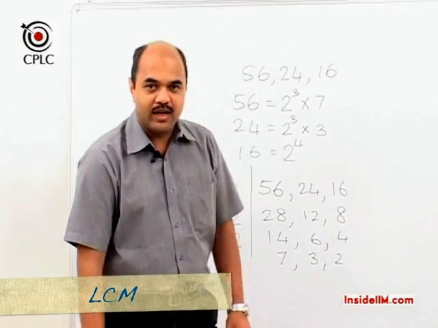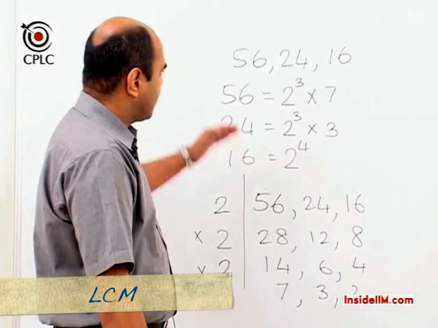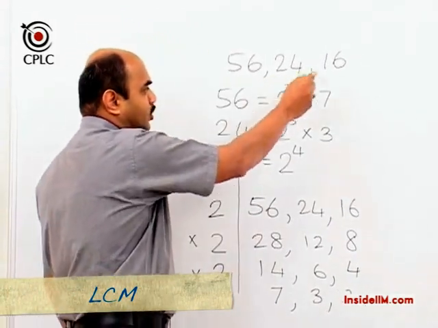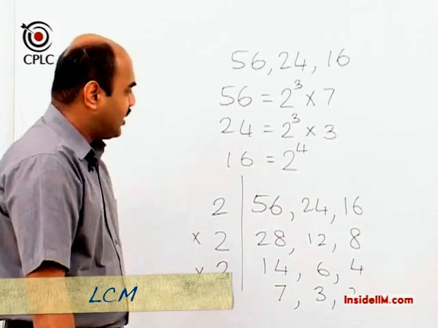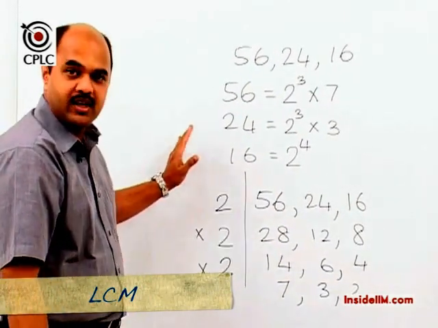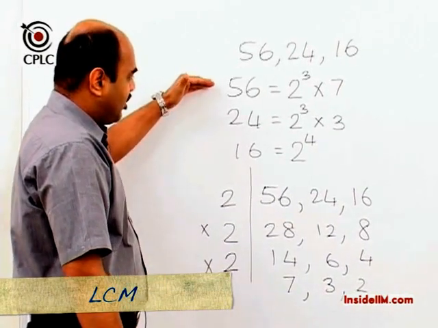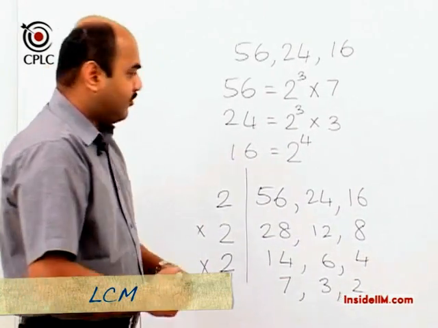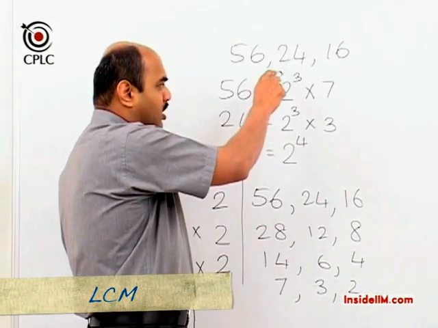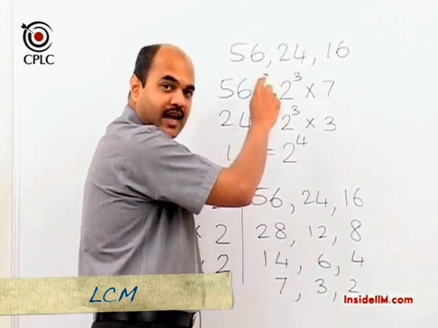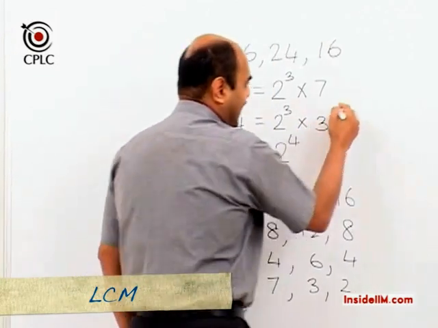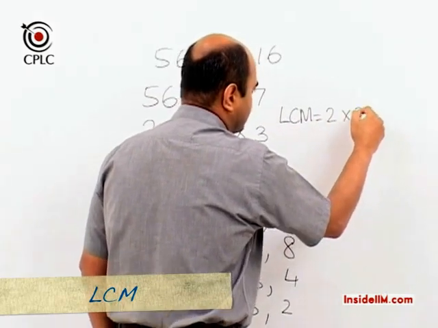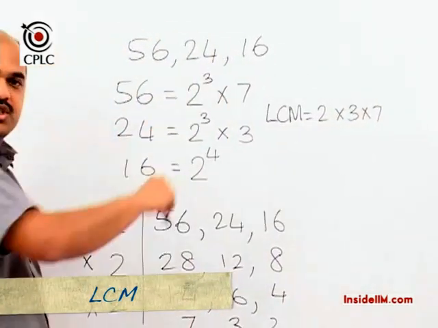How do we calculate the value of the LCM? Let's take up the same example. So for these numbers 56, 24 and 16, we calculated the HCF and we found that to be 8. We have already factorized these three numbers 56, 24 and 16. For HCF we said we take only the common factor and the smallest power. For LCM, what we would do is we would take all possible factors that exist anywhere.